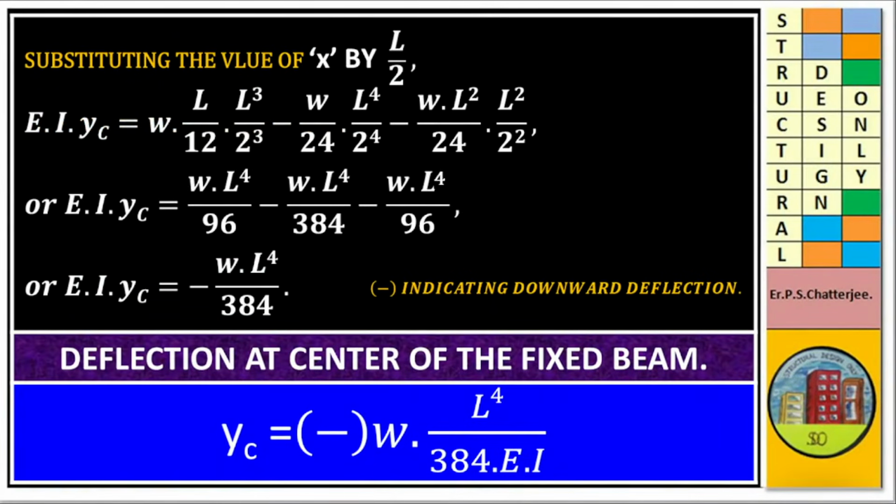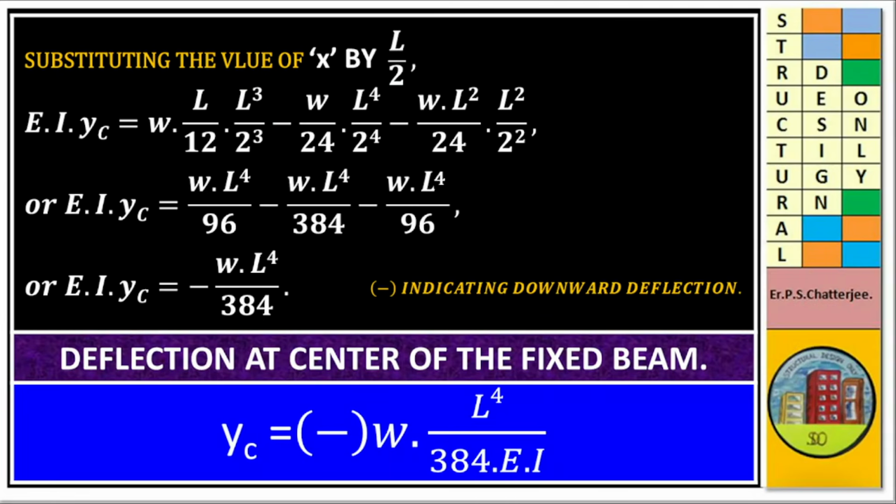Substituting the value of x as L by 2, we have EI y_c is equal to W into L by 12 into L cube by 2 cube, minus W by 24 into L to the power 4 by 2 to the power 4, minus W into L square by 24 into L square by 2 to the power square. Or EI y_c is equal to W L to the power 4 by 96, minus W L to the power 4 divided by 384, minus W L to the power 4 divided by 96.